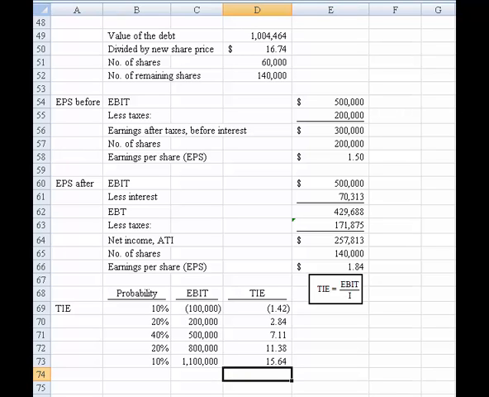And one thing we can see is that the interest payment is not covered when the times interest earned would be less than a value of 1. Okay, and the probability of this occurring is 10% given the probabilities that were put together for this problem.